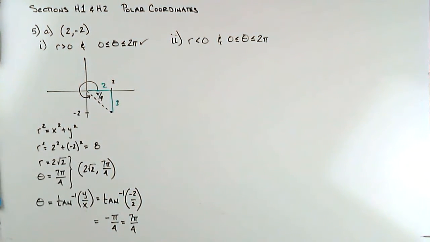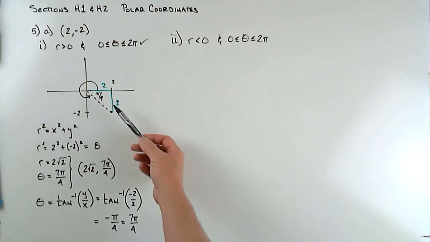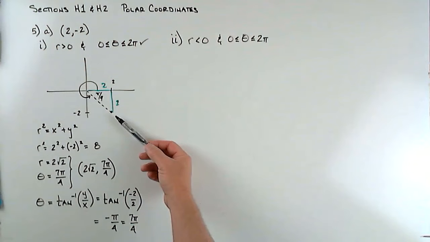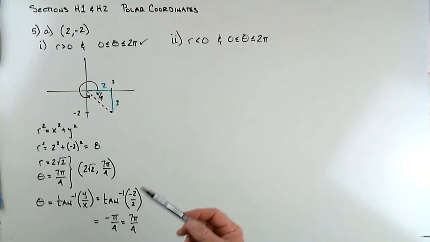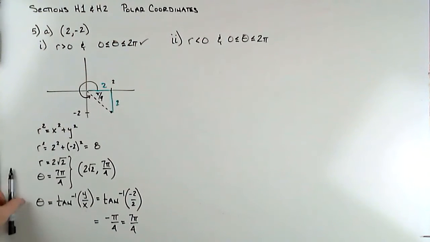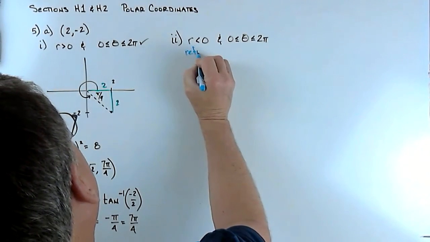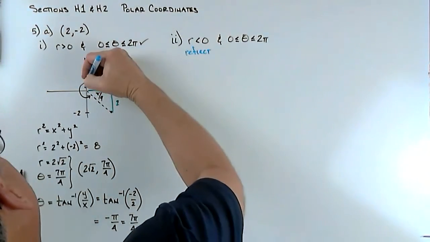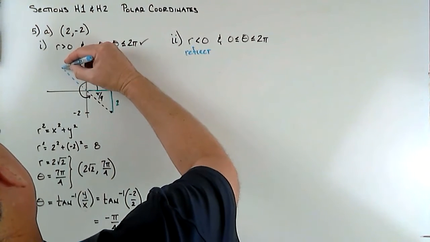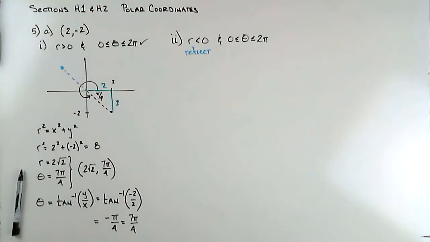So here, we're going to build on what we did here. We know our value of r is 2√2. That's the absolute value, our magnitude. That's how long this is going to be. But we need our r to be negative. So the only way we can force r to be negative, remember, if r is negative, that means to reflect. So our point has to be here, right?